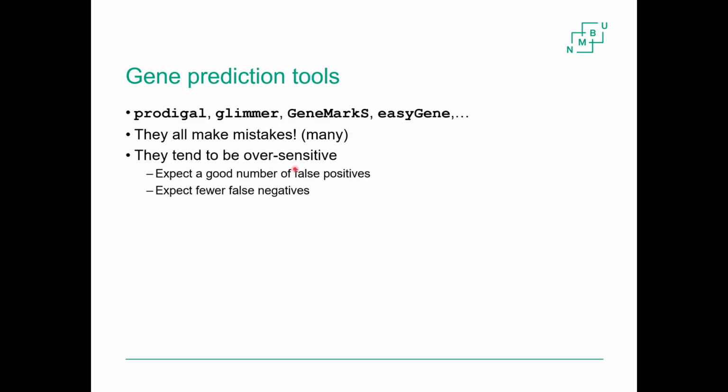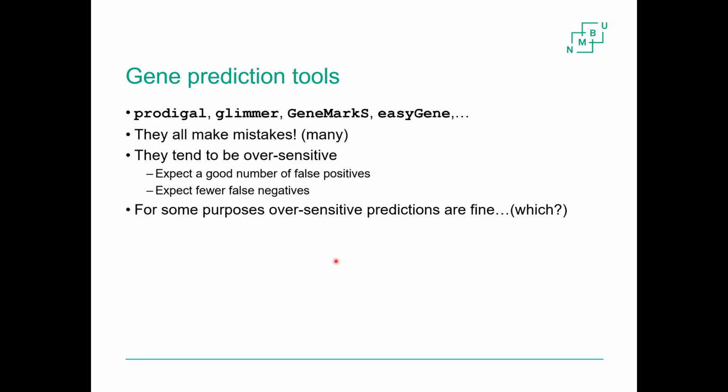They also tend to be what we call oversensitive. And that's probably by design, I would say. So they have a tendency of producing many false positives because they want to have as large a number of true positives as possible. So they tolerate also quite a big number of false positives, not as many false negatives. Missing a gene is considered worse than having some extra rubbish in there. That seems to be the order. And there are some good reasons for this.